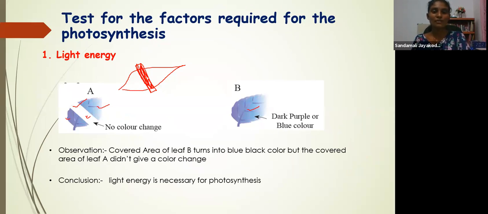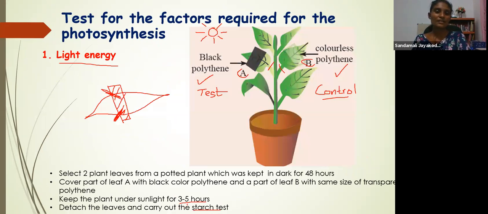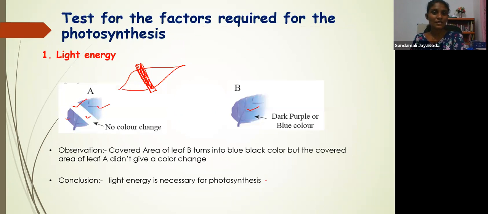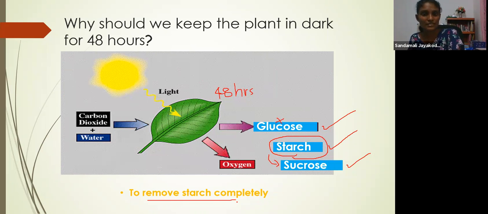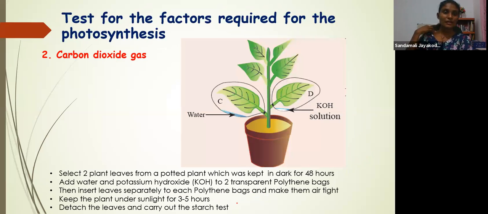But we have removed all of it at first, and then we keep the plant under sunlight for 3 to 5 hours. That's how we did that. The purpose of doing that is to remove starch completely. Removing all the starch completely is the reason for keeping it in the dark. Then I am moving to the next, which is about carbon dioxide gas.